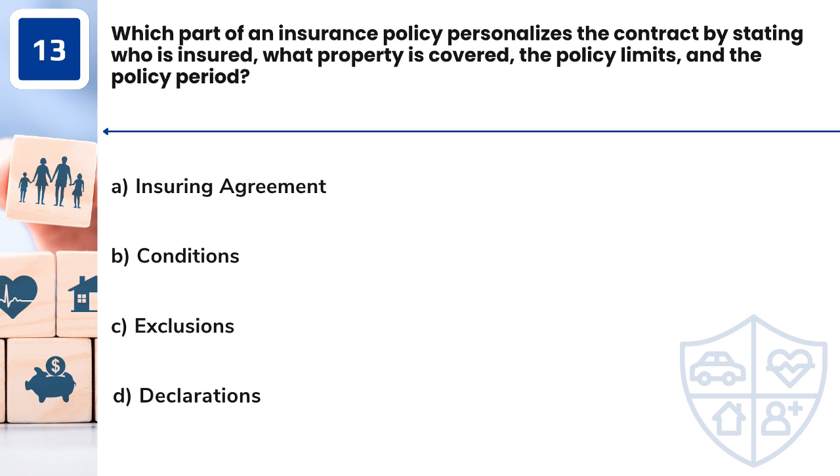Question 13. Which part of an insurance policy personalizes the contract by stating who is insured, what property is covered, the policy limits, and the policy period? A. Insuring agreement. B. Conditions. C. Exclusions. D. Declarations.